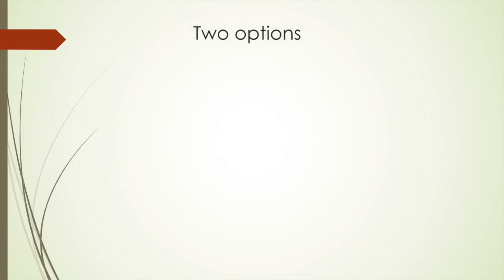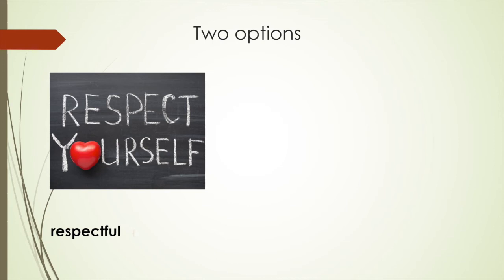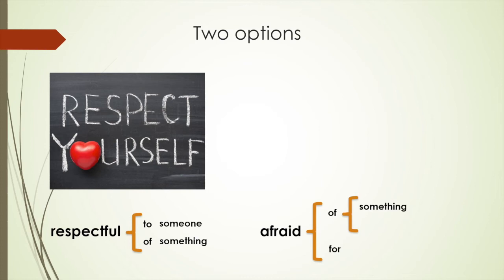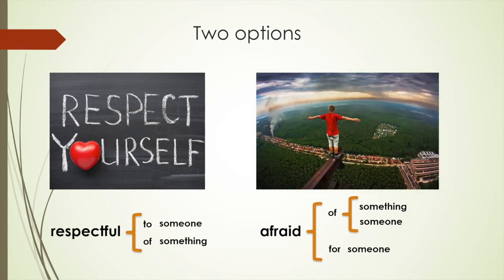Adjectives, again, 2 options. So you say respectful to or of. It all comes down to the nature of the object of the preposition. When you refer to something, it is of. So you should be respectful to someone, just like you're kind to someone, you're nice to someone, and of something. Afraid is a little bit more complex because you can be afraid of something or someone, but only afraid for someone. Case in point, this young man here. It's easy to imagine that he's not afraid of heights, but his parents might be afraid for him, okay?